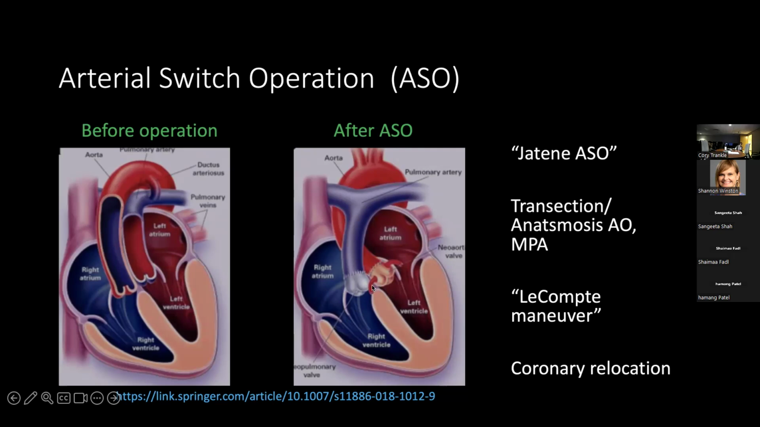With that procedure, we need to do relocation of the coronary arteries to the new aortic root, and that would result in some complications sometimes. And now the oxygenated blood goes from the left ventricle to the new aortic root to the aorta to the body.